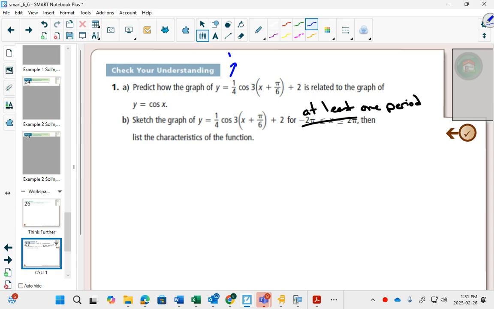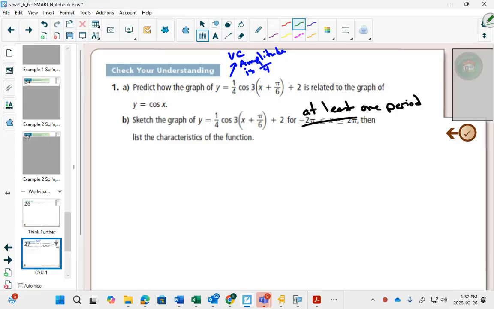This 1/4 would be a vertical compression if we were using our language from the first unit. We could also say that the amplitude is 1/4. That's using some language from this unit. So we have a vertical compression, you multiply your y values by 1/4. What's that going to do? It's going to change your amplitude.